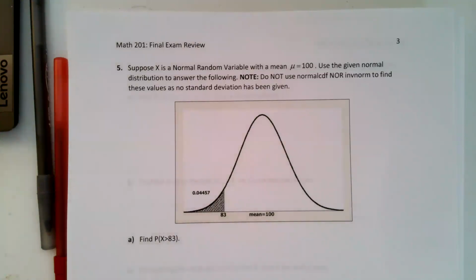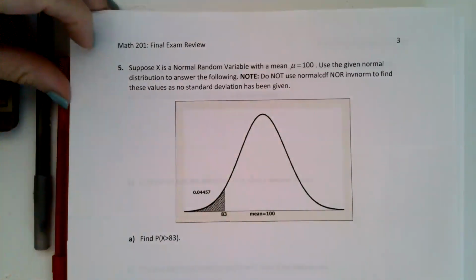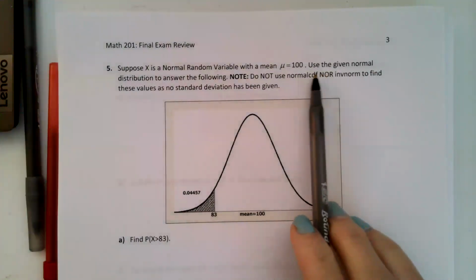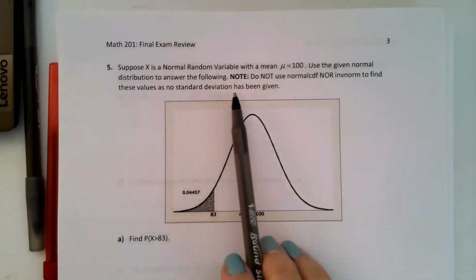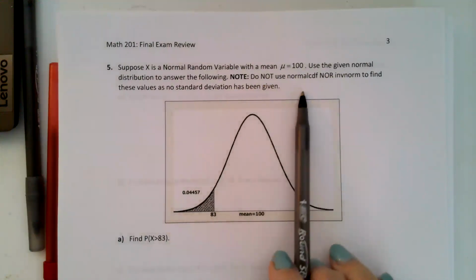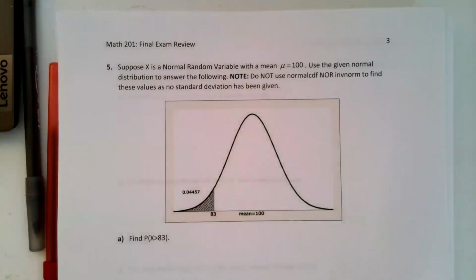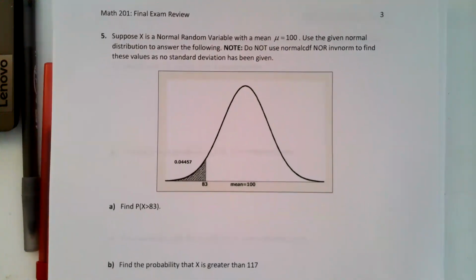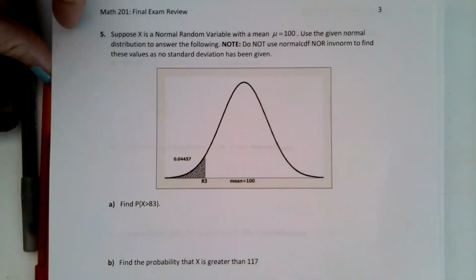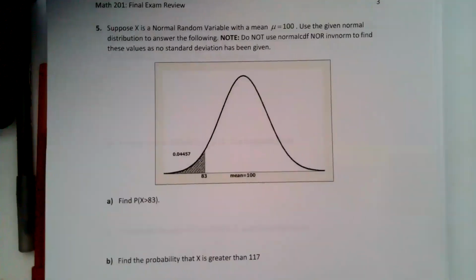We're going to start with question number 5 today. It says, suppose X is a normal random variable with a mean of 100. Use the given normal distribution to answer the following. Do not use any of our Desmos. You won't be able to because we don't know the standard deviation. So everything about this curve is going to have to be intuitive about what we know about the empirical rule.